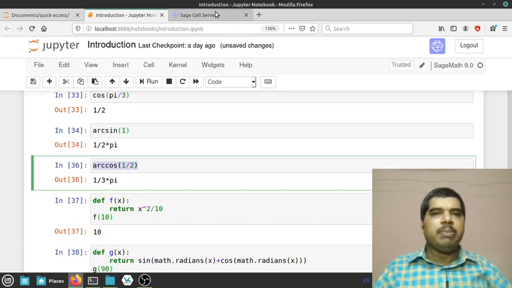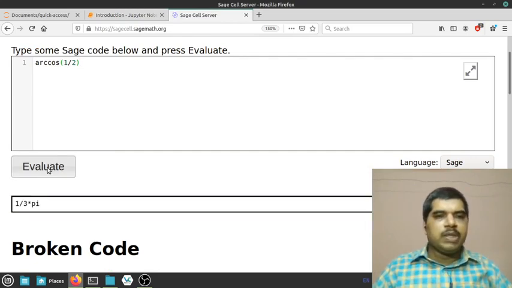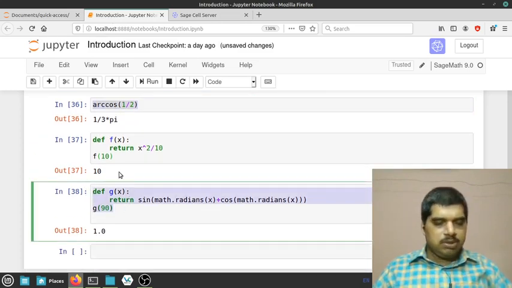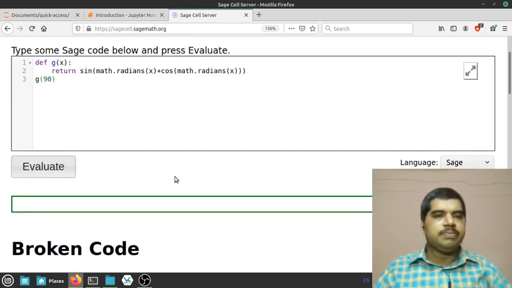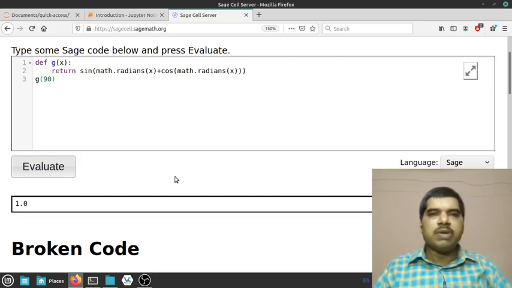So I'm just copying and pasting that command here. If I copy paste arccos 1 by 2 and evaluate, the result is exactly the same. Let me try one more command. I'm defining this here, copied and pasted, and evaluate: 1.0. So the Sage Cell Server also works exactly the same way a Jupyter Notebook will work.